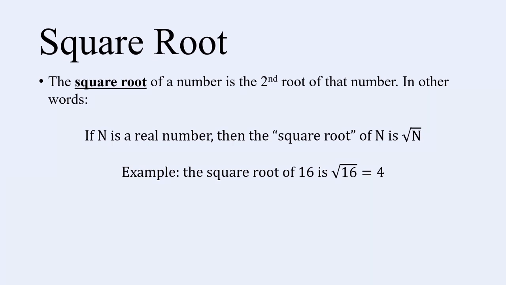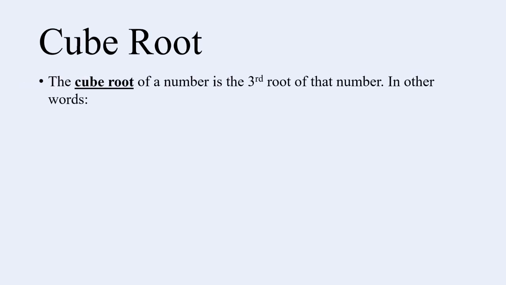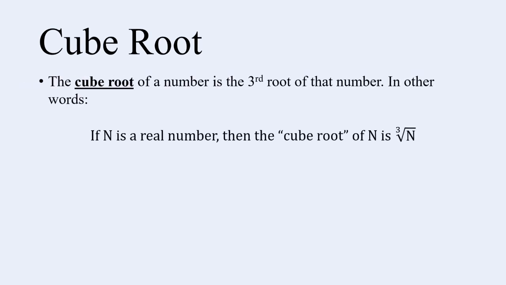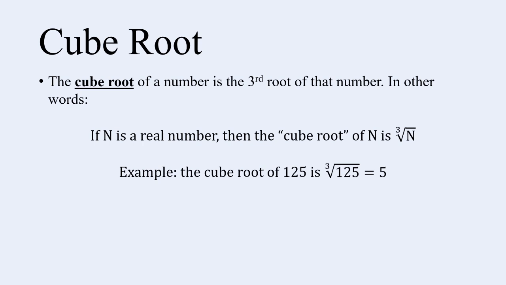Another type of root is called the cube root. The cube root of a number is the third root of that number. So in other words, if n is a real number, then the cube root of n is written as n inside the root symbol with the number 3 next to it. For example, the cube root of 125 is equal to 5.